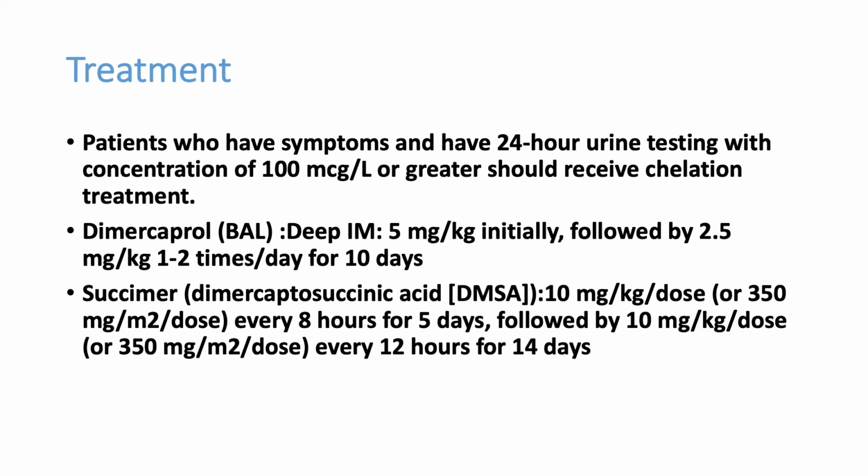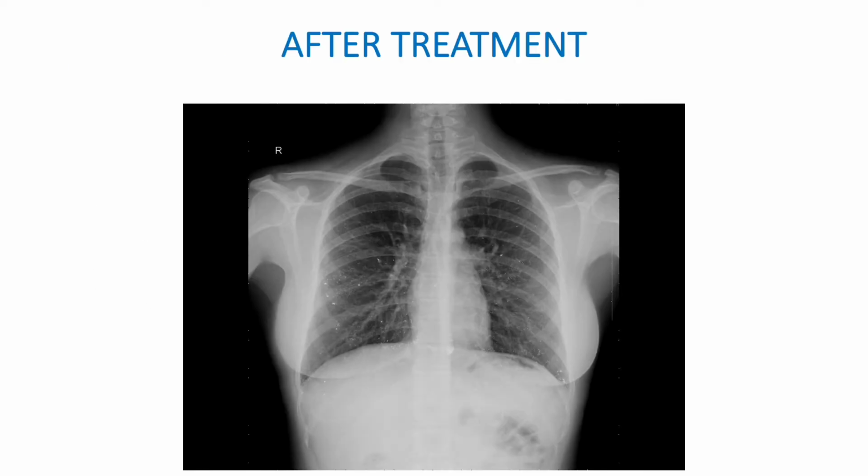Dimercaprol should be given deep IM, 5 mg per kg, followed by 2.5 mg per kg 1 to 2 times daily for 10 days. Succimer 10 mg per kg dose every 8th hour for 5 days. So that is the standard therapy for this condition. Now after treatment of injection of mercury, after a few days of treatment, you can see the X-ray. There is complete clearance, but there are still some bright spots in the lung fields that may not create any problem for the patient.